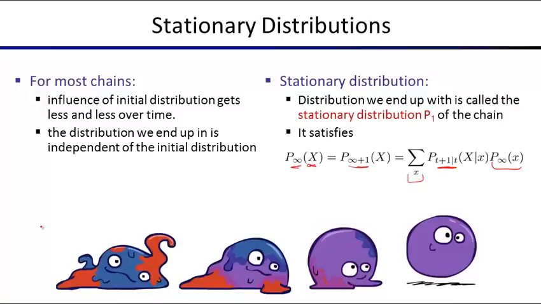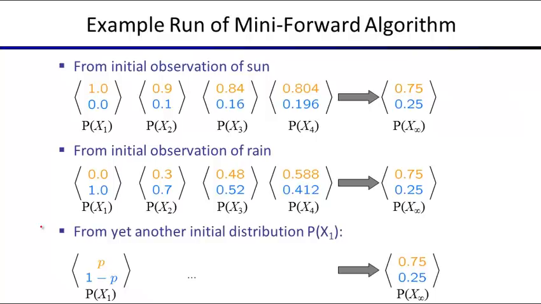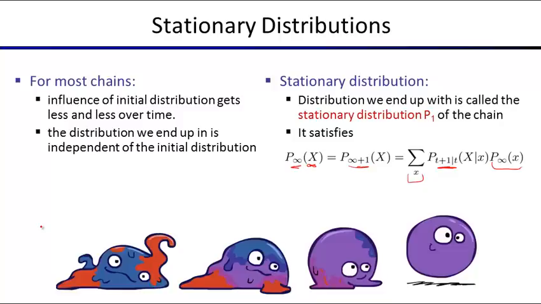This gives us a set of equations, actually. So thinking back to the rain and sun example, how can we find these numbers by applying this equation over here? Well, what do they say? They say p infinity of sun is equal to the sum over x. What is x? It can be rain or sun. So it's the probability t plus 1 given t of sun given sun times p infinity of sun, plus p t plus 1 given t of sun given rain times p infinity for rain.